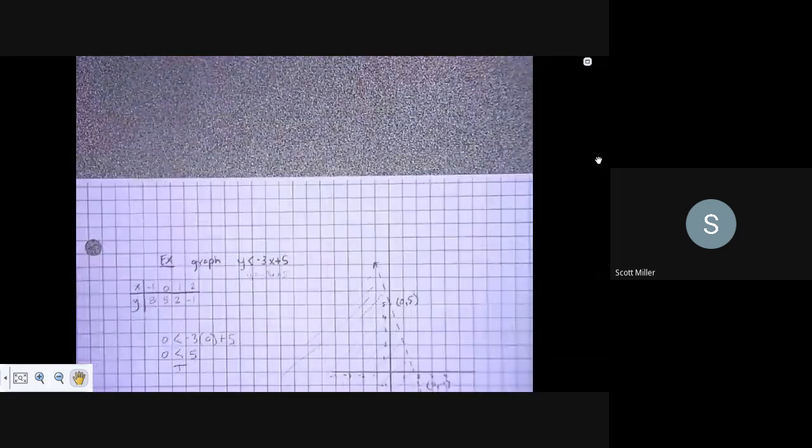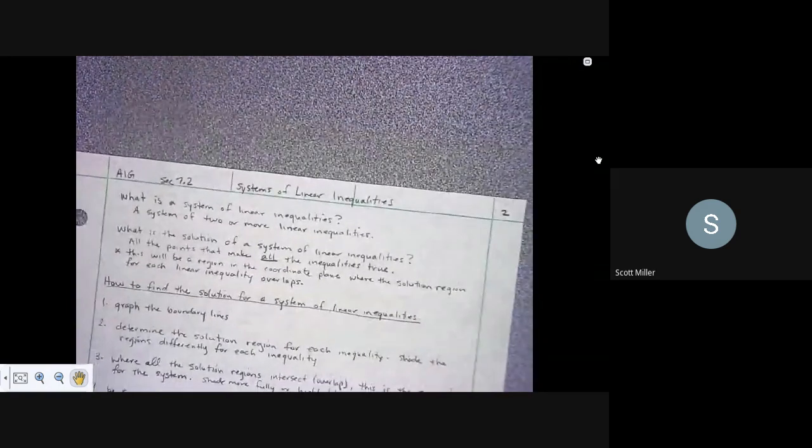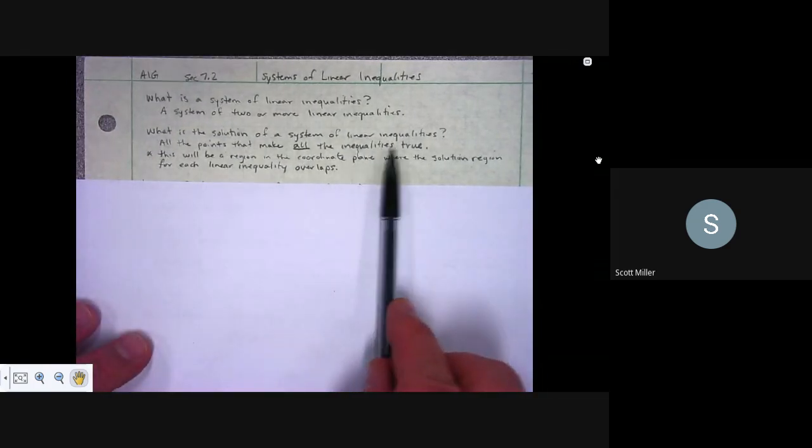All right, so let's take a look at another example that we're going to be doing using inequalities. So if you can graph a linear inequality, then you can graph a system of linear inequalities. Okay, a system of linear inequalities is a system of 2 or more linear inequalities. What is the solution going to be? It's all the points that make all the inequalities true. This will be a region in the coordinate plane where the solution regions for each inequality overlap.